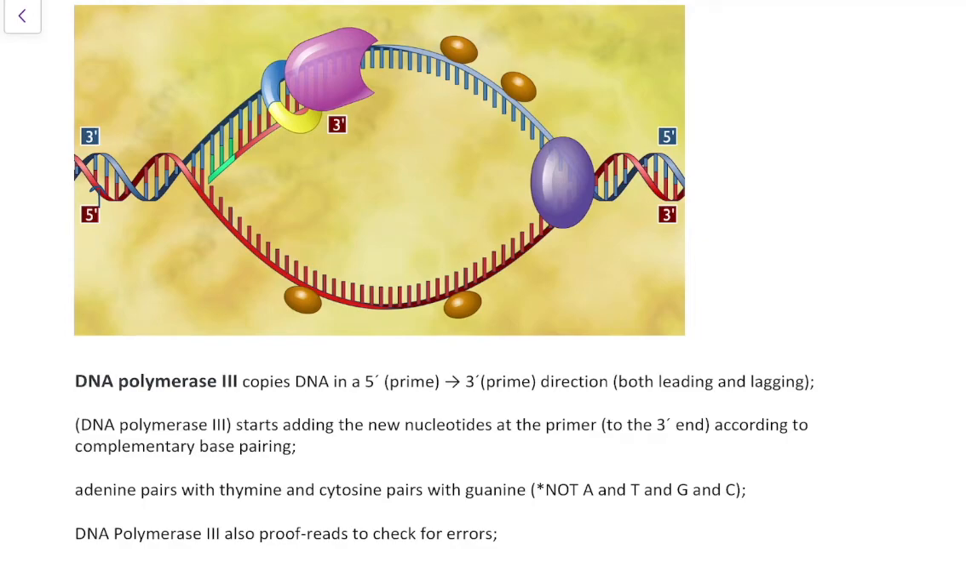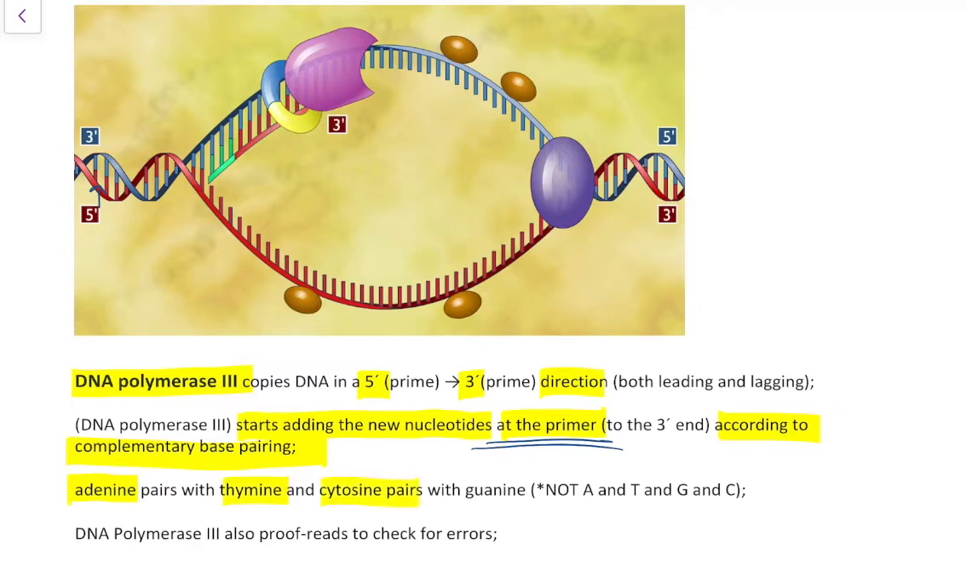Here's our summary then. So we had DNA polymerase 3, the builder. It copies DNA in a 5' to 3' direction, and it does that on both the leading and the lagging strand. DNA polymerase 3 starts adding new nucleotides at the primer, and this has been a phrase that they're really keen on in the IB mark schemes. So at the primer, according to complementary base pairing. Adenine pairs with thymine, cytosine pairs with guanine. You are not allowed to say A and T, G and C.